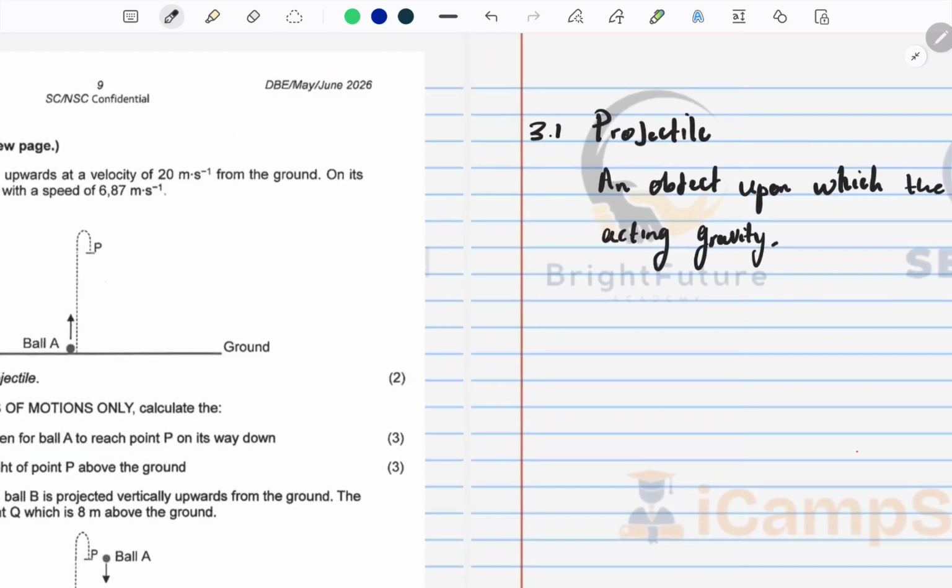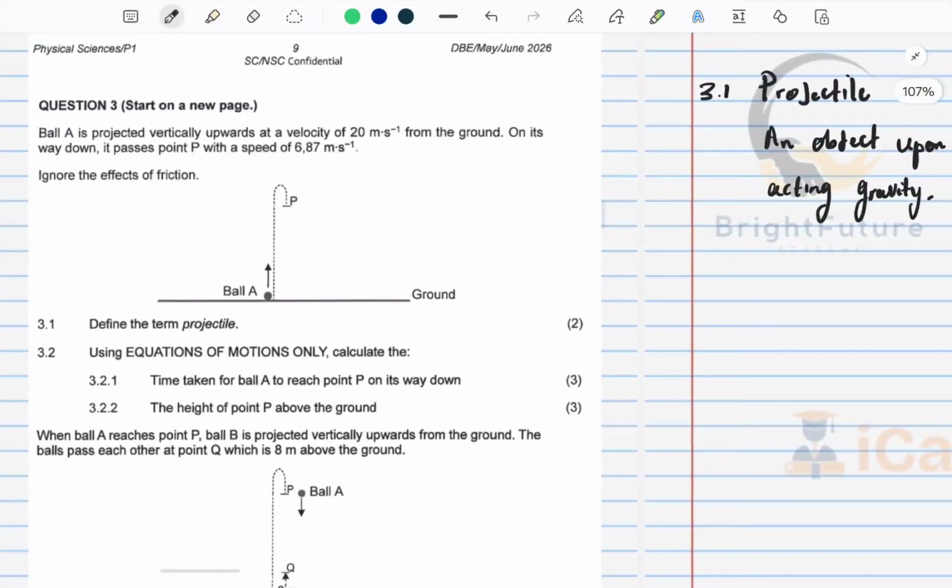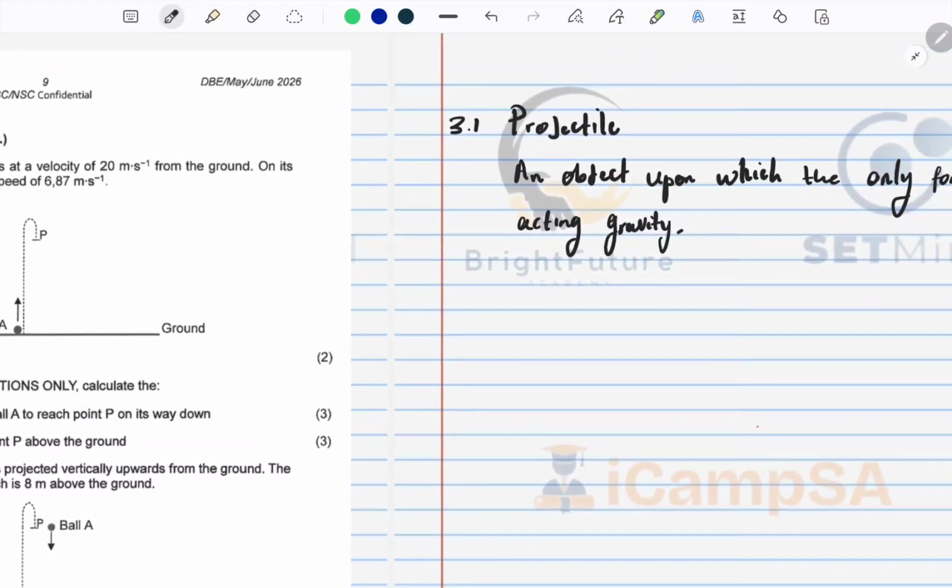Okay, cool. Then let's look at the second question, 3.2. They're saying here, using equations of motion only, calculate the time taken for ball A to reach point P, on its way down. So how do you do this one? 3.2.1.